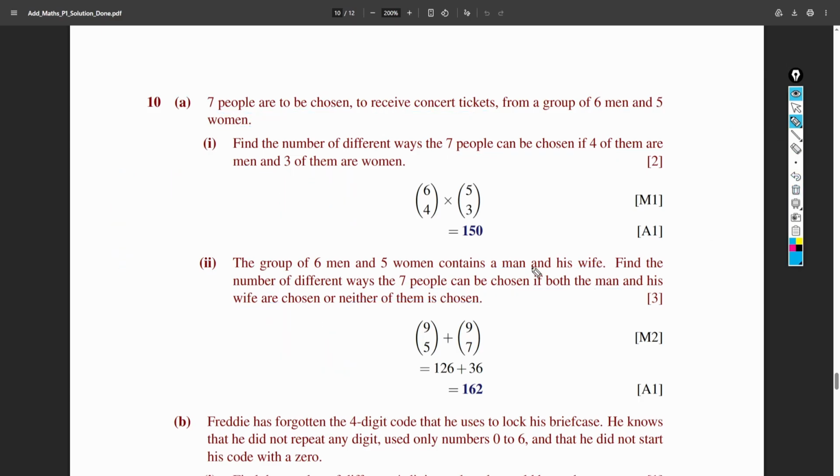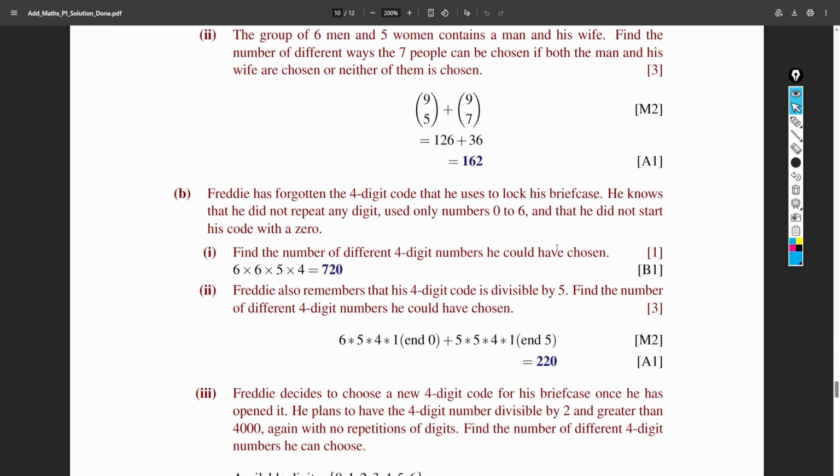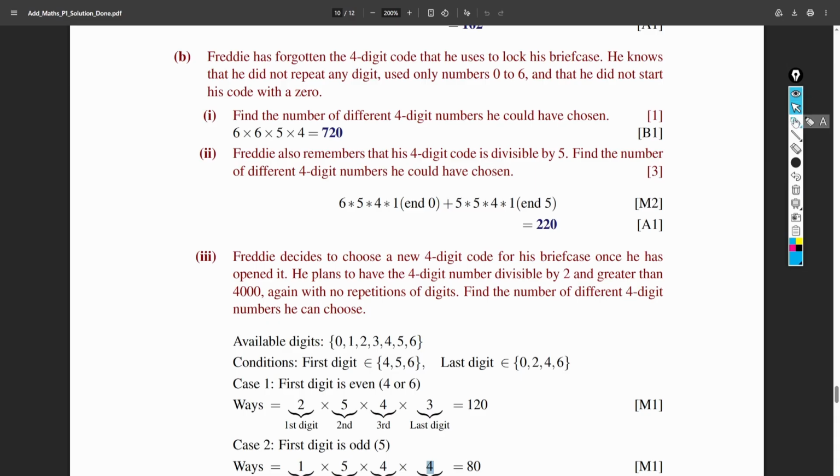So the next part. Freddy has forgotten the 4-digit code he uses to lock his briefcase. So, a 4-digit code.